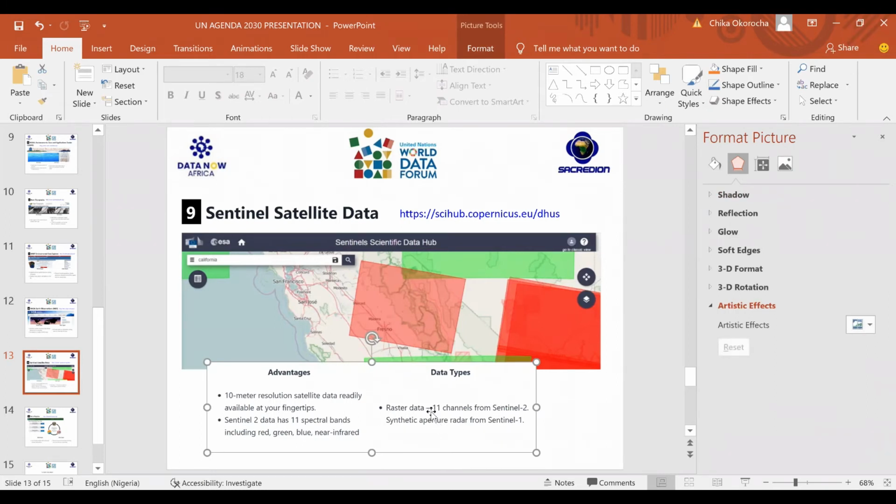Another interesting data in this platform is the Sentinel-2 data. Sentinel-2 data has 11 spectral bands. So if you're interested in vegetation analysis or land cover analysis, you would need this near-infrared data format. You can access this data from this platform. It's open source. It's available to all.